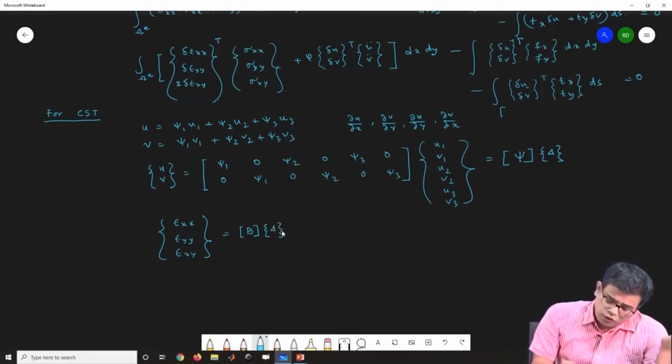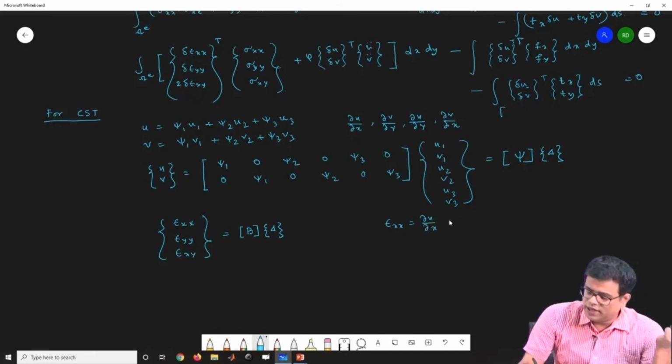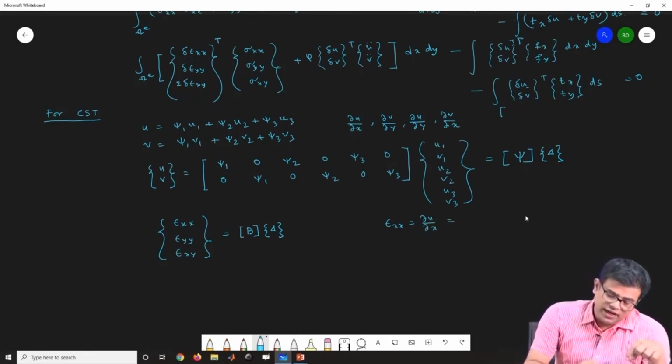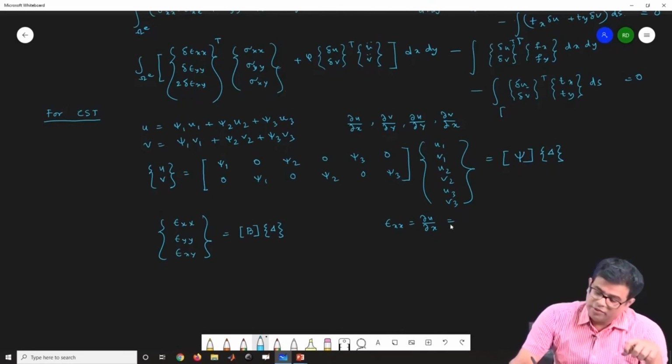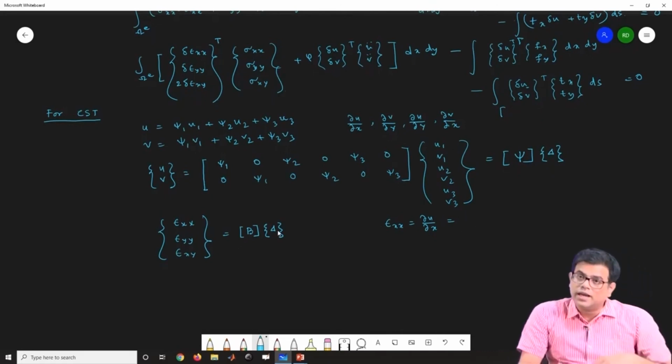So how to calculate B? Now epsilon xx is essentially del u del x, and del u del x we know. Del u del x means the derivative of psi 1, derivative of psi 2, derivative of psi 3. So like this we can compute the B matrix. Each component of the B matrix I can calculate.